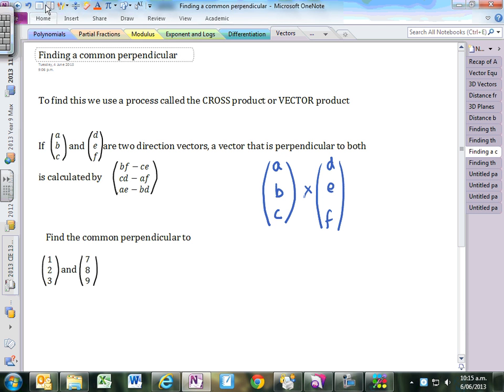And to find out the x component, we're going to do the following. We ignore that line. We're going to find out the x component. So we ignore that line, and then we take that product, and from it we subtract that product. Okay, so we've got BF minus CE. That result will give us what the x component is for this particular new product vector.